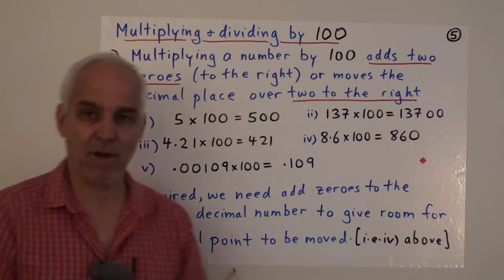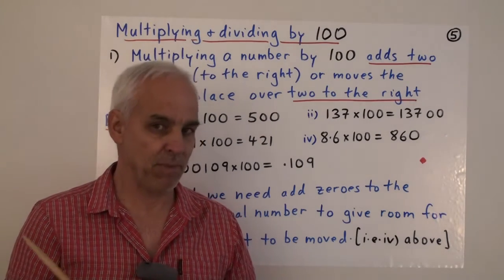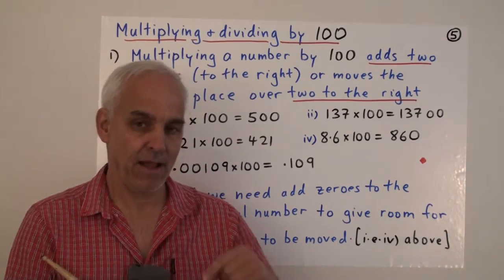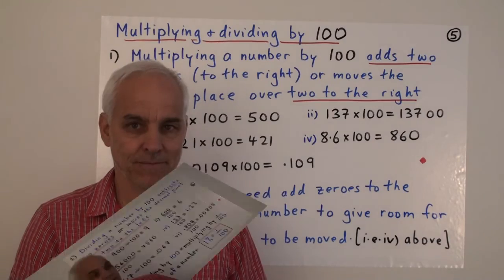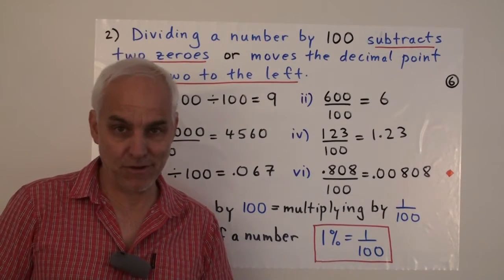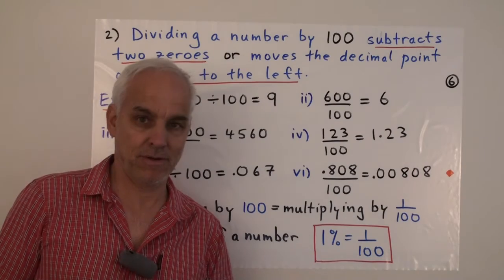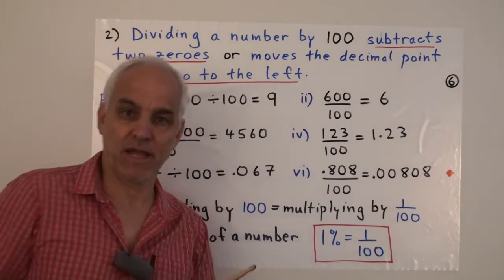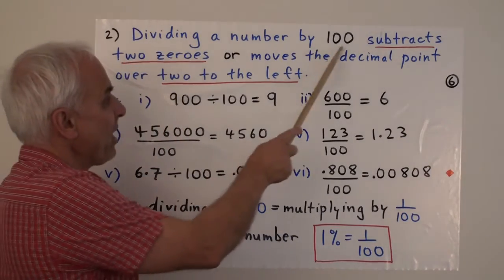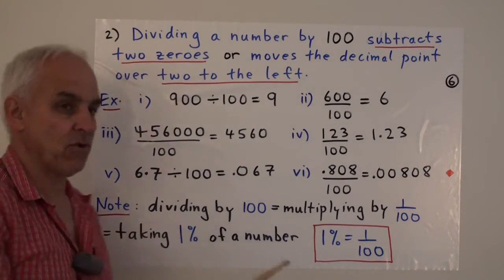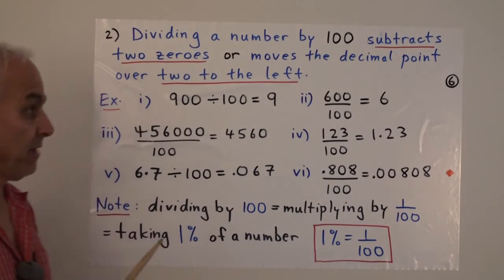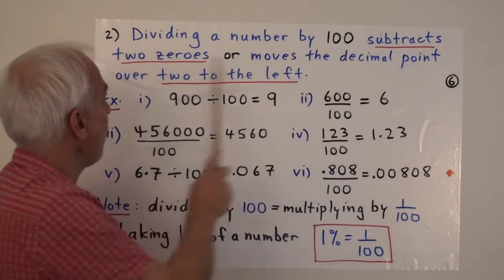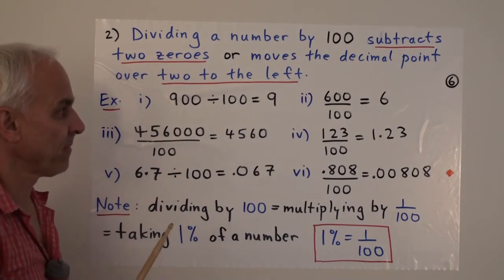That's multiplying by 100, which is really the effect of multiplying by 10 twice. Multiplying by 10 and then multiplying by 10. So that's multiplying by 100. What about dividing by 100? Well, it's kind of the reverse. It's kind of undoing the multiplication. So dividing a number by 100 removes 2 zeros from the end, if there are 2 zeros at the end. And otherwise it moves the decimal point over 2 to the left.